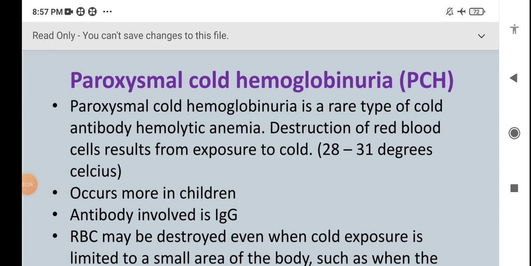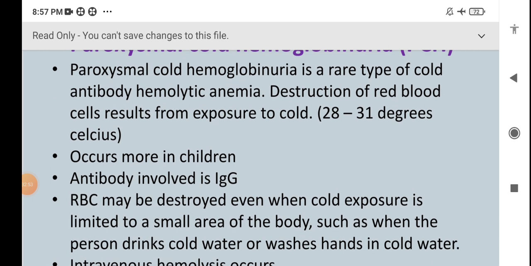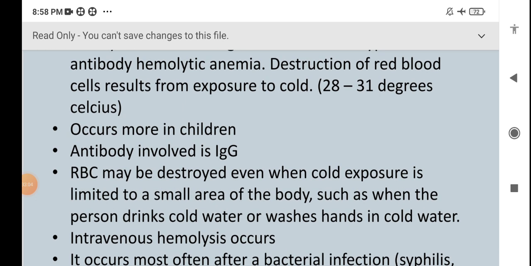Coming to another entity, paroxysmal cold hemoglobinuria. Paroxysmal cold hemoglobinuria is a rare type of cold antibody hemolytic anemia, another one wherein you see hemolysis. Destruction of red blood cells results from exposure to cold, at 28 to 31 degrees. It occurs more in children. The antibody involved is IgG. RBCs may be destroyed even when cold exposure is limited to a small area of the body, such as when the person drinks cold water or washes hands in cold water.